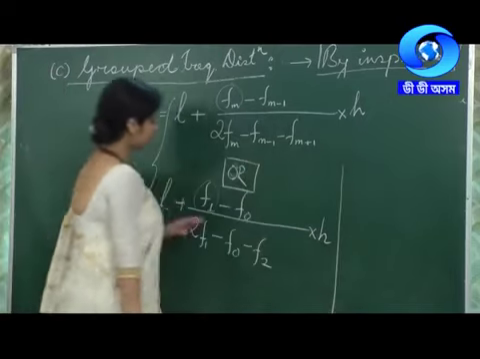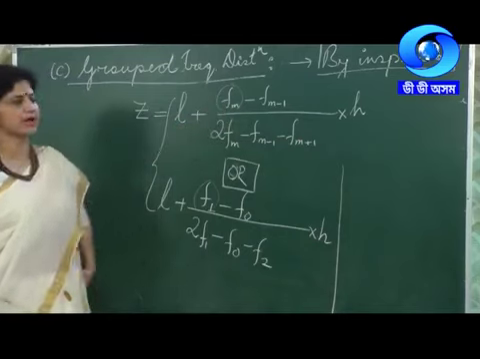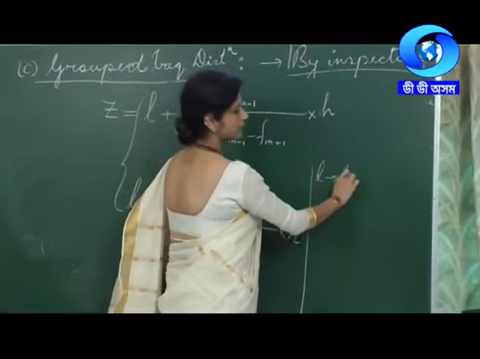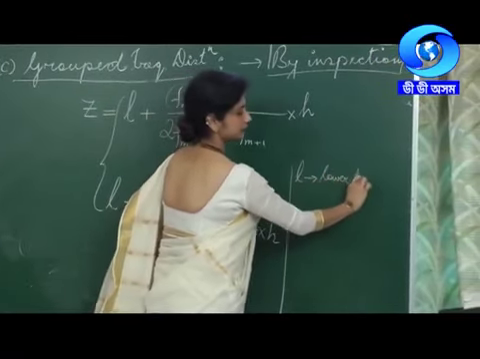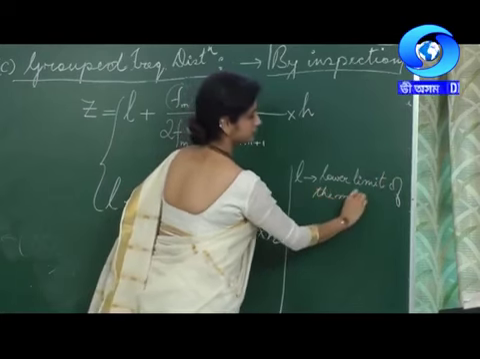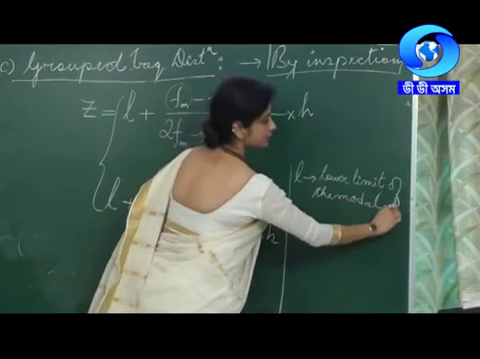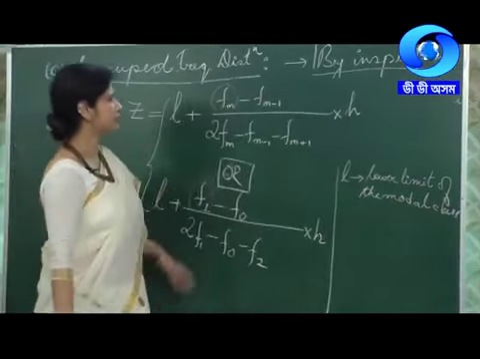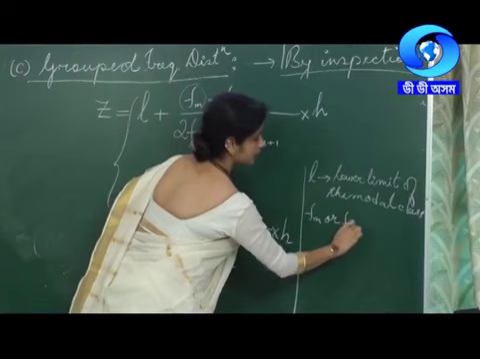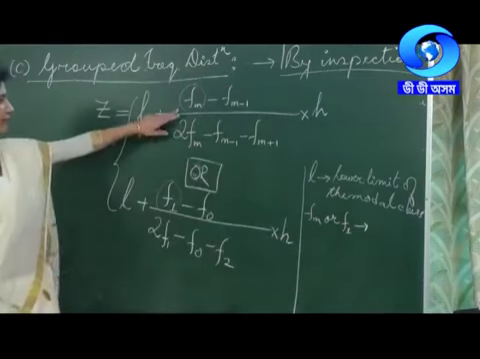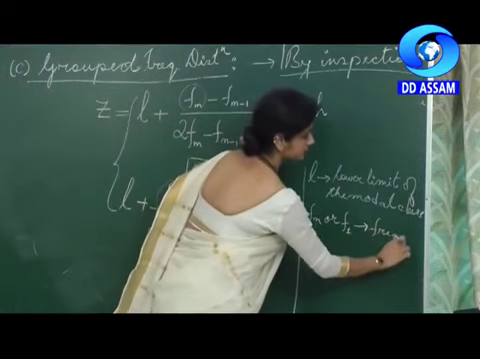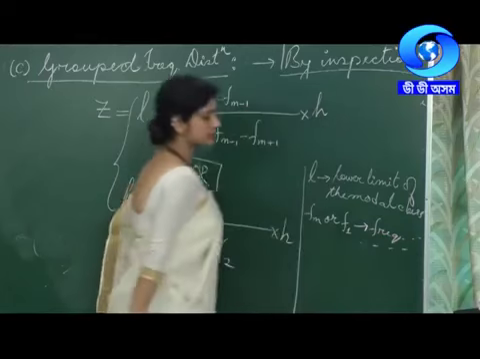So now what is this L and all these Fm, Fm minus 1 and Fm plus 1? L is nothing but the lower limit of the modal class. Fm or F1, whatever we call it, is the frequency of the modal class.